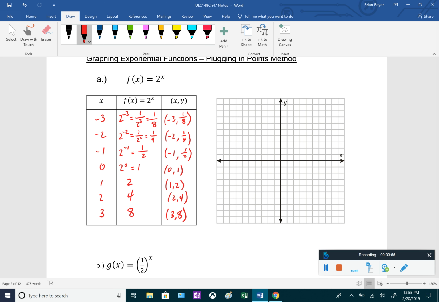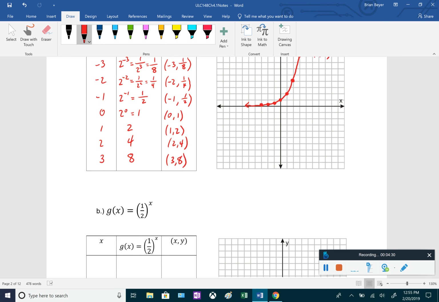So we're going to plot all of these points. Negative 3 comma 1/8 is going to be all the way down here. Negative 2 comma 1/4 about right here. Negative 1 comma 1/2 right here. 0 comma 1, 1 comma 2, 2 comma 4, and then 3 comma 8. And then just connect these with a smooth curve. So it'll look something like that. So this is our function f of x. That's what this form of exponential looks like.